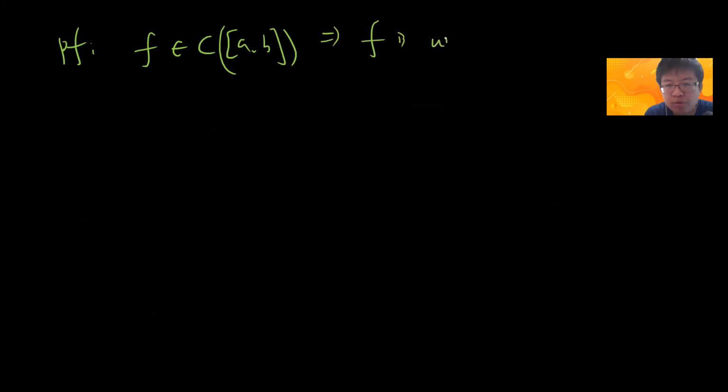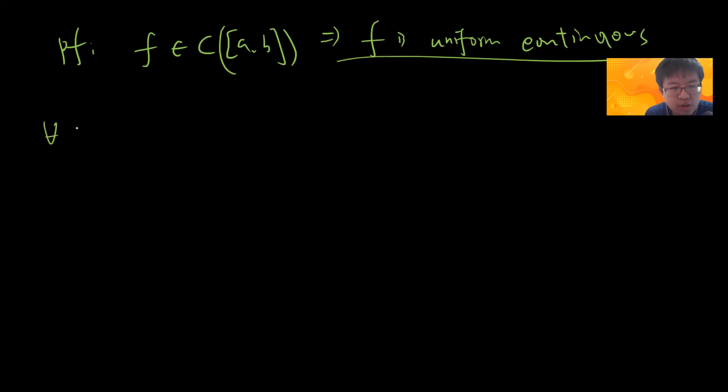So we know that f is continuous on [a, b]. So this is compact, right? So actually f is so-called uniformly continuous. You can check out my previous analysis video; I will post a list below. Then you can go find a section called uniform continuity. Okay, so f is uniformly continuous, right?